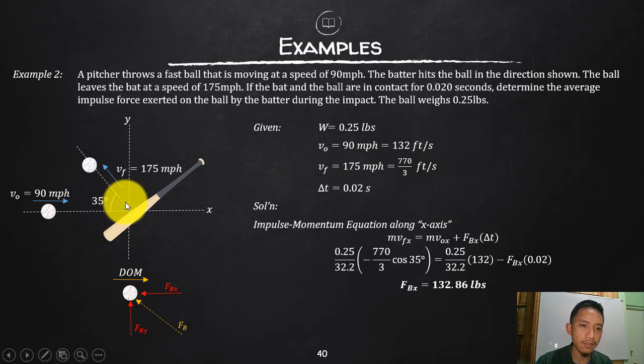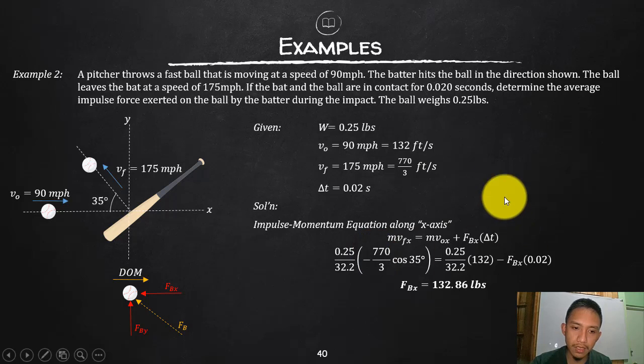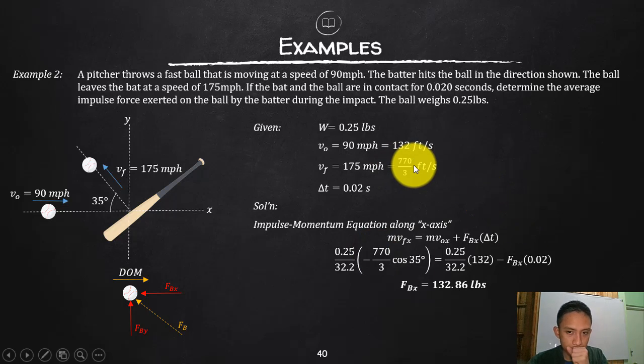And the final velocity is 175 miles per hour, which converted to feet per second is equivalent to 770 over 3. We will use that fraction, the exact value, since we will be needing that one in the solution. So I'd rather use the whole number. And then the time of contact, or the time of the impulse, is just 0.02 seconds.